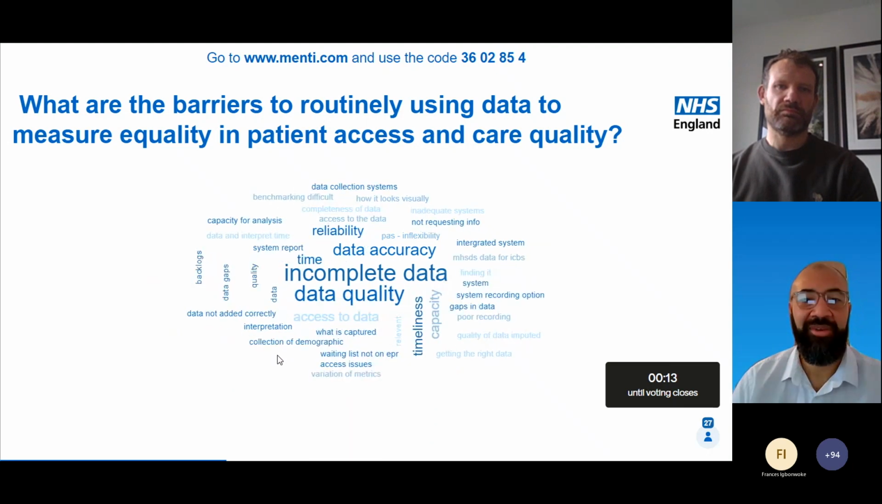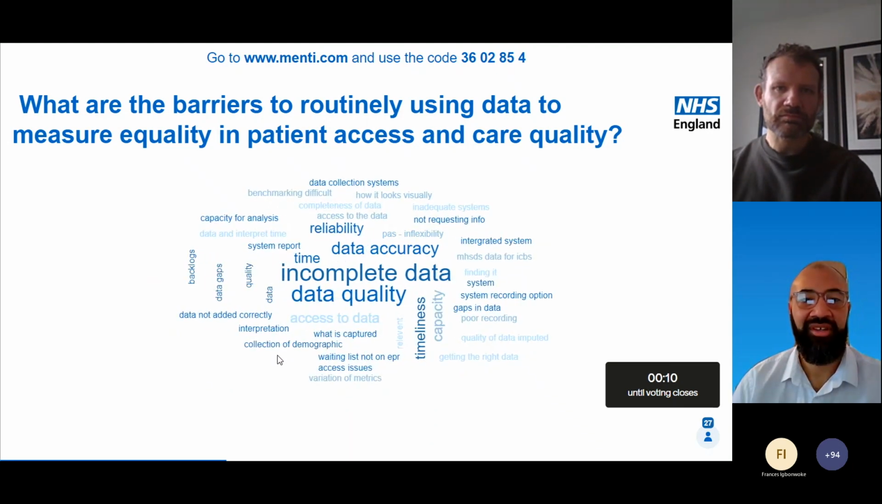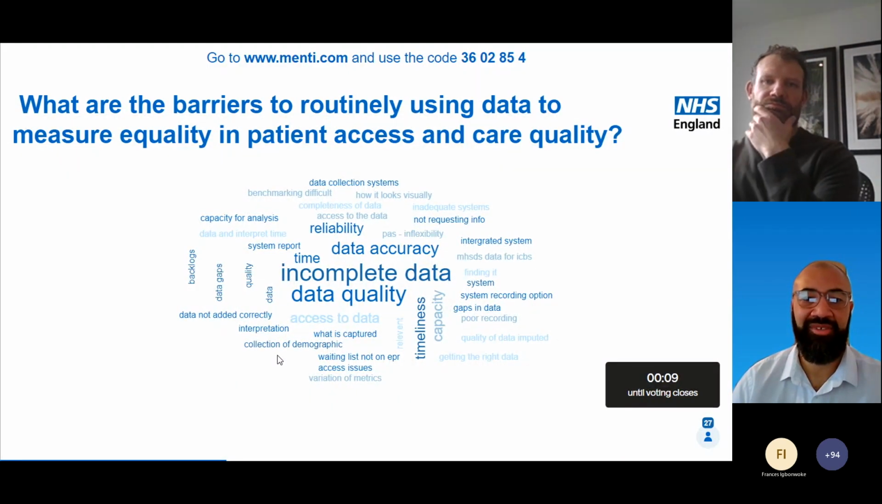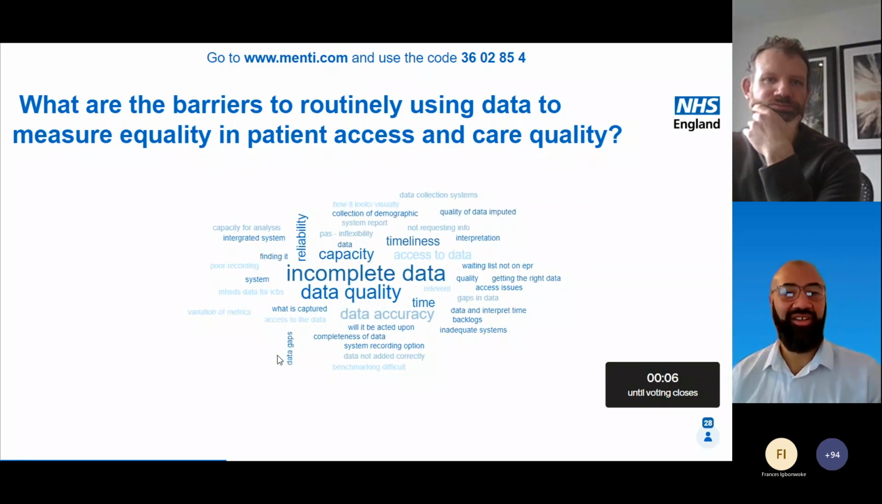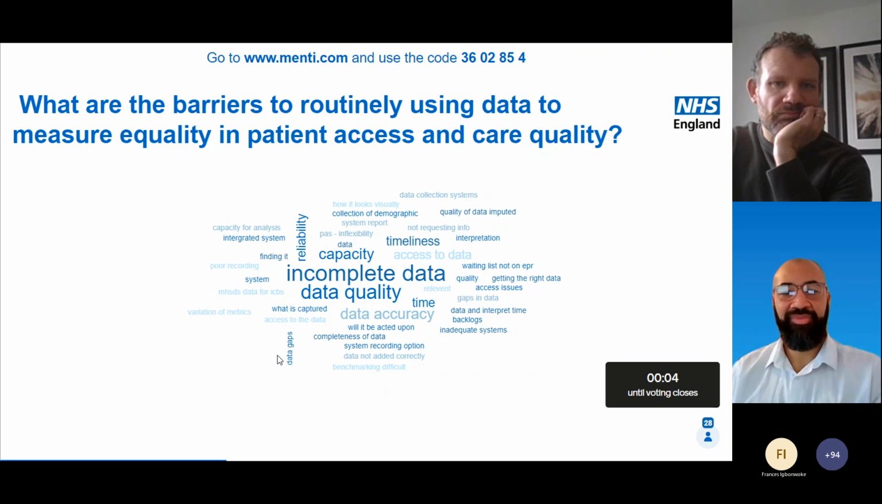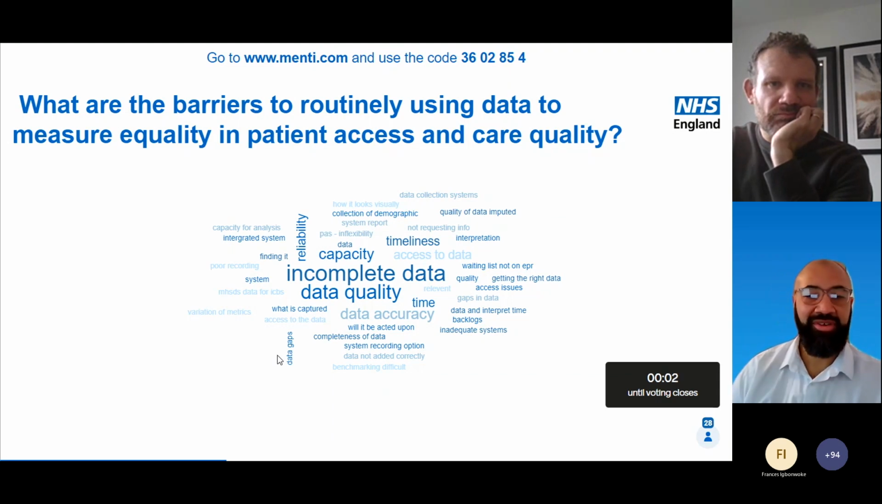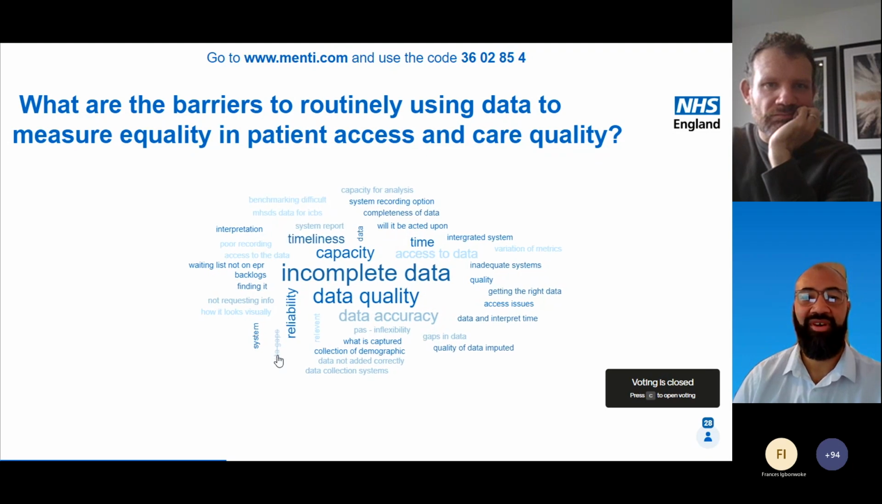MHSDS data in ICBs, to see that as well. Data collection systems, so if it's a cumbersome manual process, then people are less likely to be using that. Okay, so that's pretty much done now, and we'll move on to the slides that we've got.